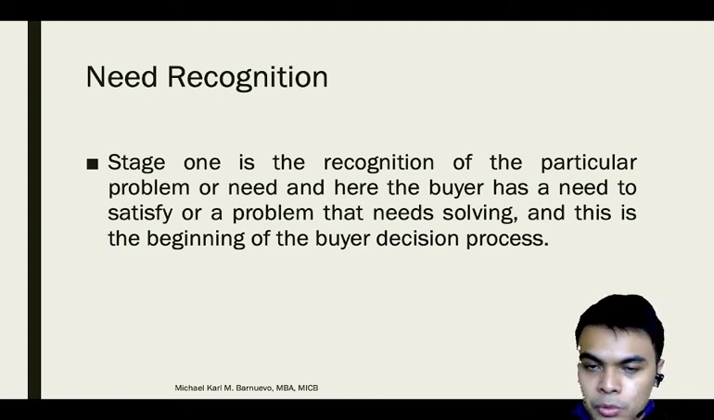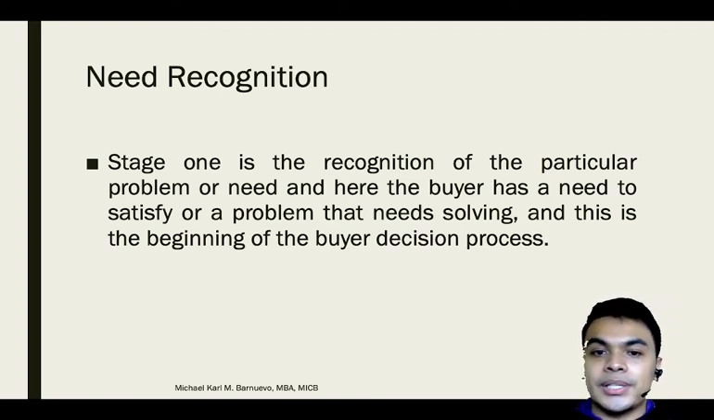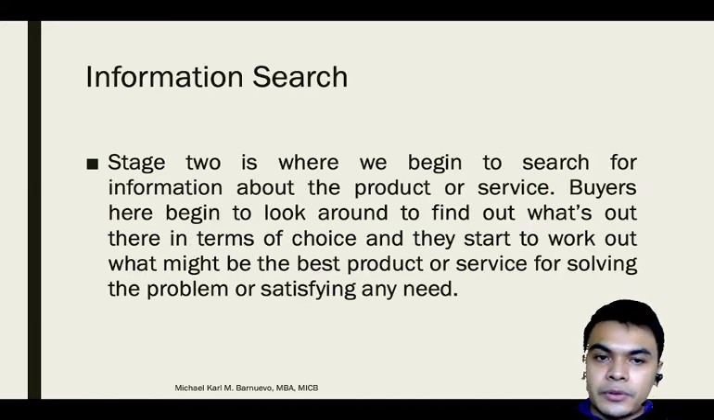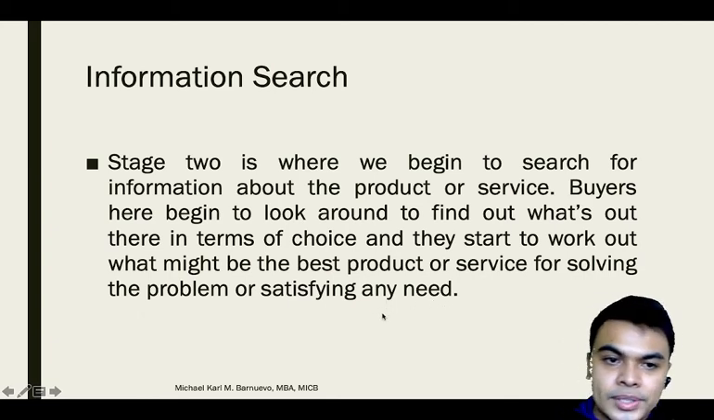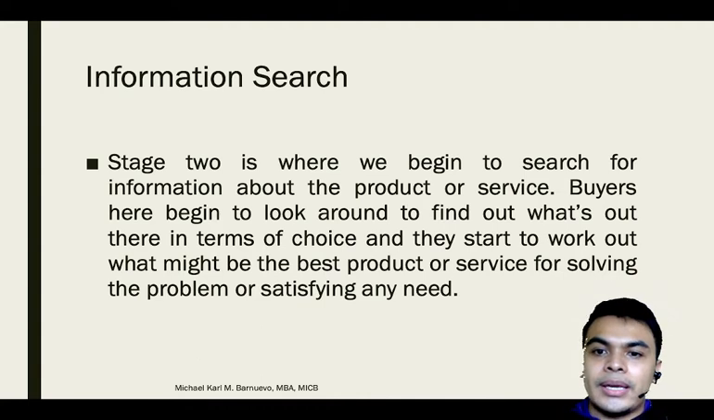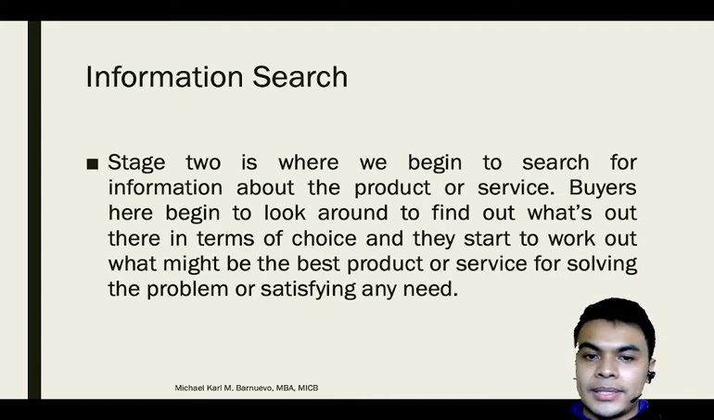And apparently, naubusan ako sa bahay. So, I already recognize the need, the problem. After that, we search for information. Stage 2 is where we begin to search alternatives to the product. Okay? So buyers here begin to look around to find out what's out there in terms of choice, and they start to work out that might be the best product.